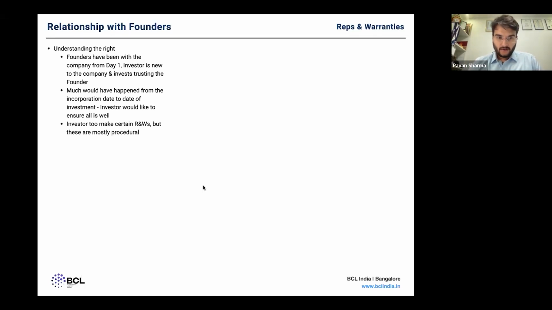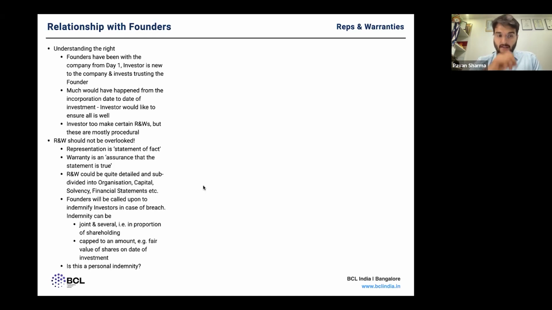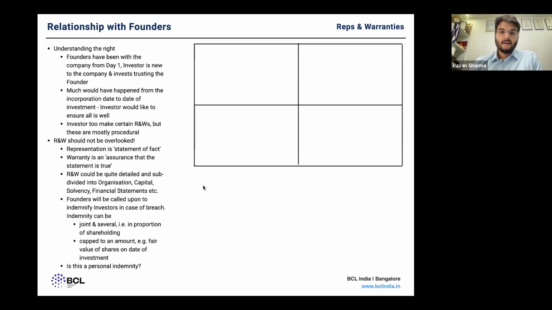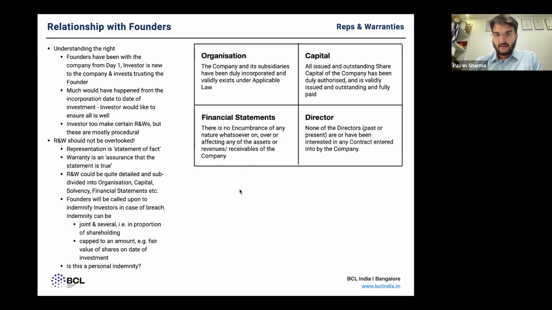So representations and warranties is usually a clause that's not given enough attention. But in my opinion, it's one of the most important clauses, or the most important clause, in the term sheet. And I'll tell you why. Representations and warranties are promises that are made by the founders to the incoming investor. Now, these promises can fall under different brackets. So you'd see these categories: organization, capital, director, financial statements.